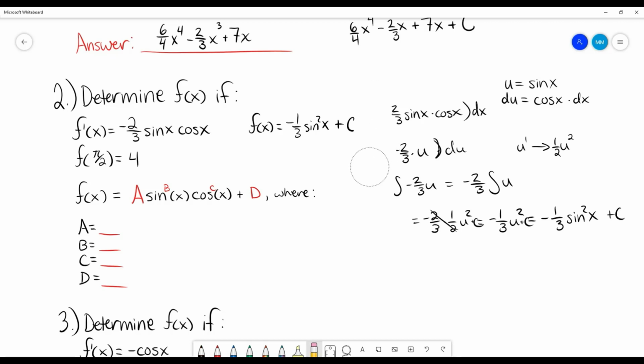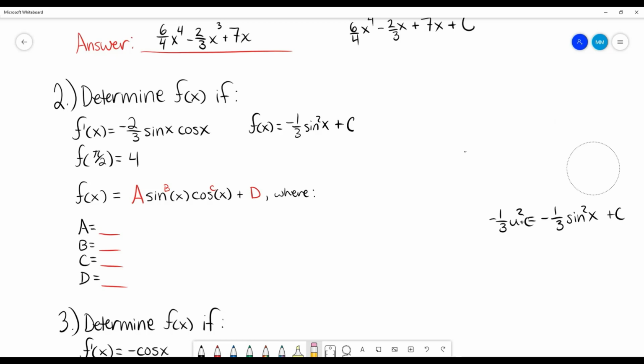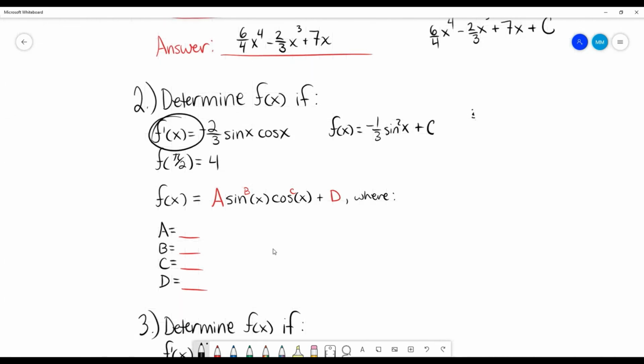Now we want to figure out what c is, right? Because that's an important aspect of our function. We want to figure out the exact original function that they took the derivative of to get this here. Well, they gave us the extra details that we need for that. They told us a point on the function. So if we want to find what c is, this is like solving for our y-intercept in a y equals mx plus b situation.